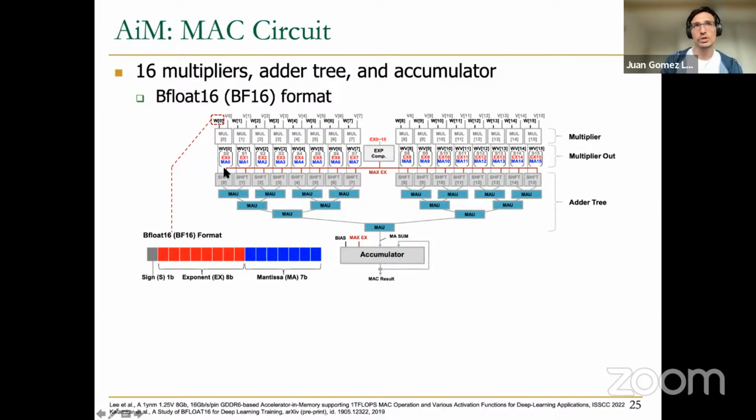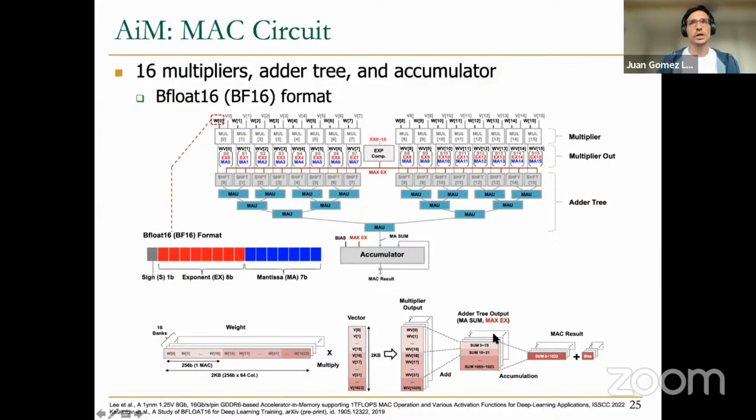Each of these multipliers produces one result that is represented in the bfloat16 format, composed by its sign, 8 bits of exponent and 7 bits of mantissa. This BF16 format, as you probably know, is very much used recently in neural networks and machine learning because it provides larger range than the classic IEEE 754 FP16, and it has been proven to be very efficient for deep learning training.